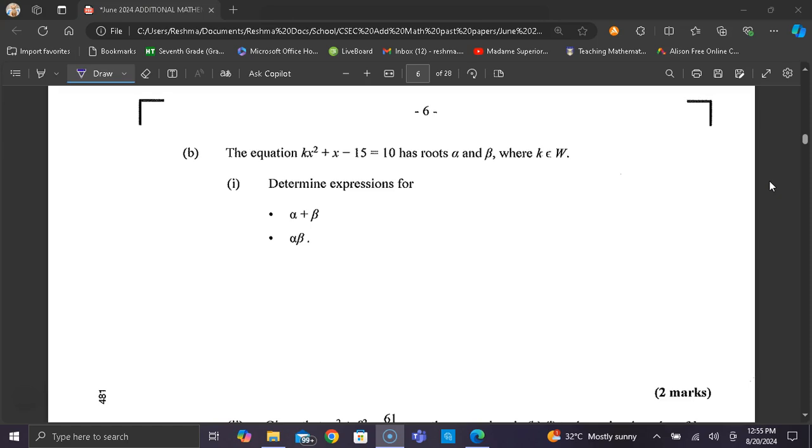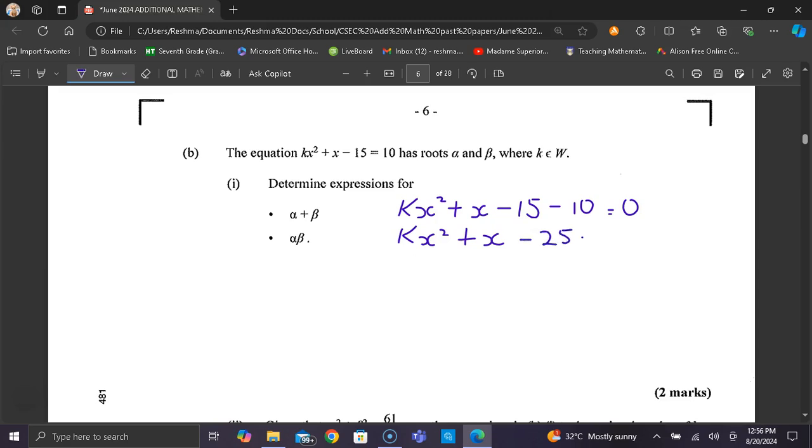Okay, so before we find the sum and product of the roots, we have to get that 10 from the right hand side and move it over to the left hand side. So kx squared plus x minus 15, and if we subtract 10 from both sides, we end up with the equation kx squared plus x minus 15 minus 10 will be minus 25. So now we can find the sum of the roots.